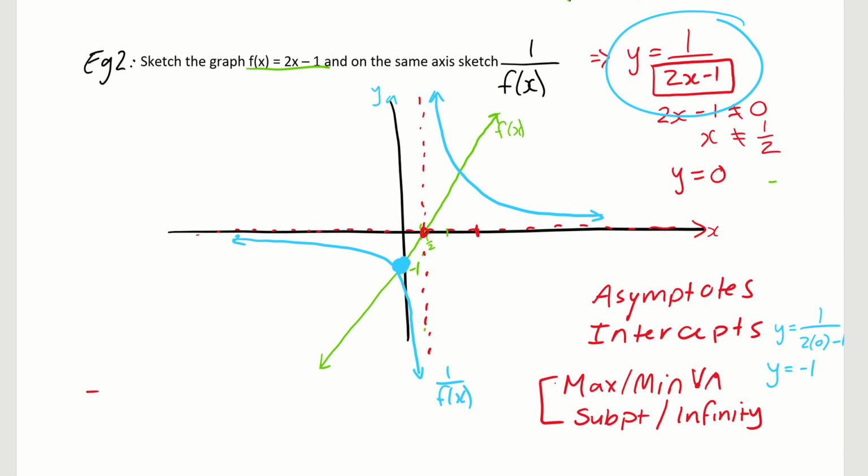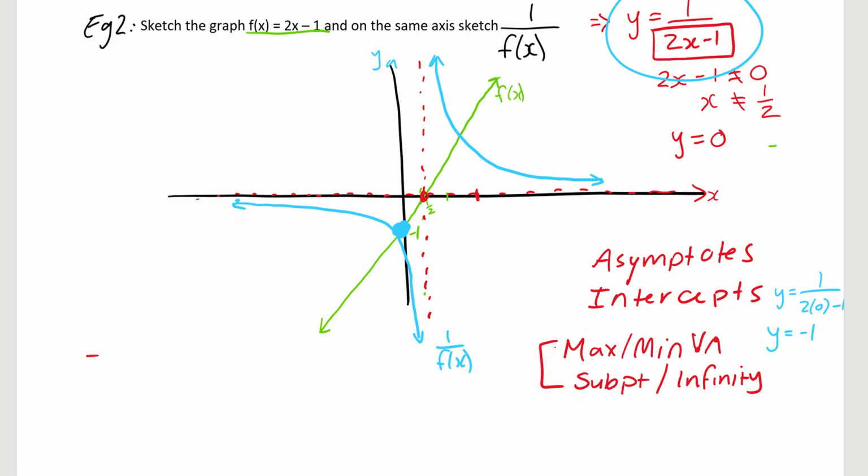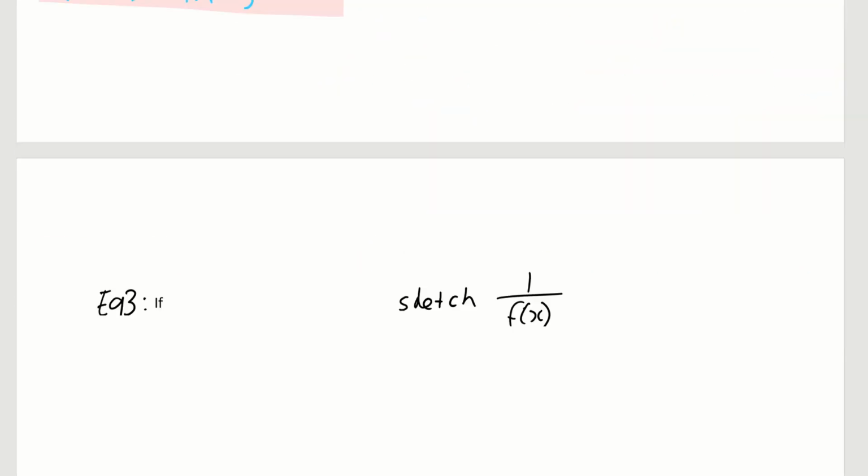And that's it. So notice how I've created this little acronym, AIMS. So that gives me the acronym of AIMS. Every time you draw a reciprocal function, I want you to do AIMS. So now let's apply that to the next question.